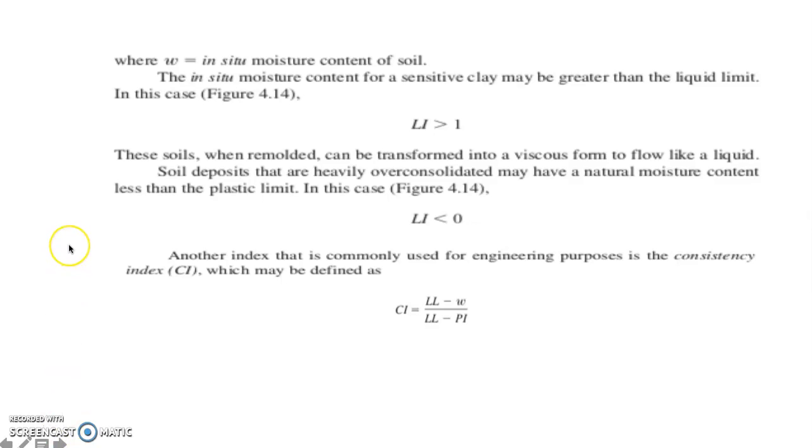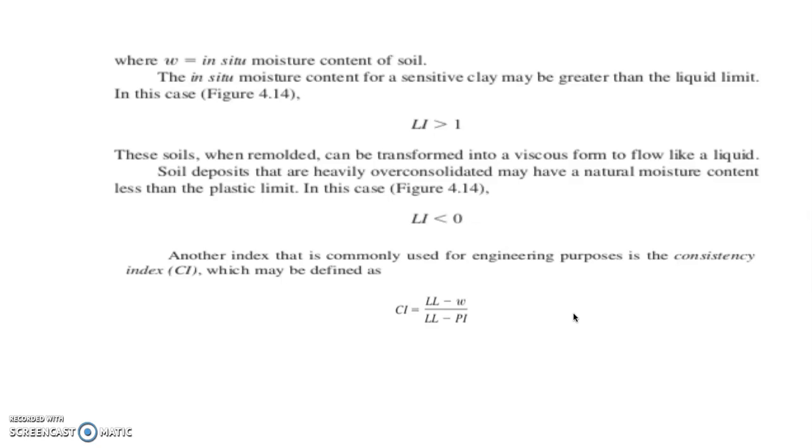When the soil, when remolded, can be transformed into a viscous form to flow like a liquid, the soil deposits that are heavily overconsolidated may have a natural moisture content less than the plastic limit. So we have here the condition. Another index that is commonly used for engineering purposes is the consistency index.